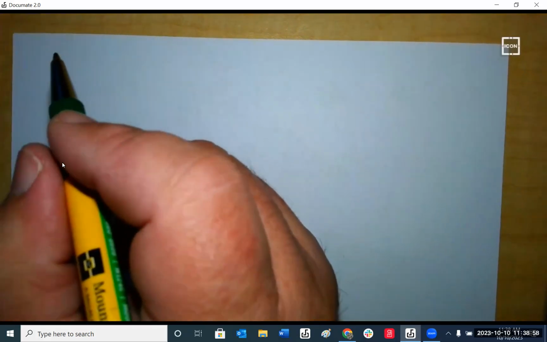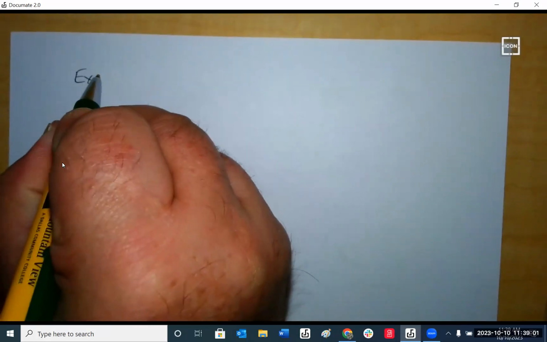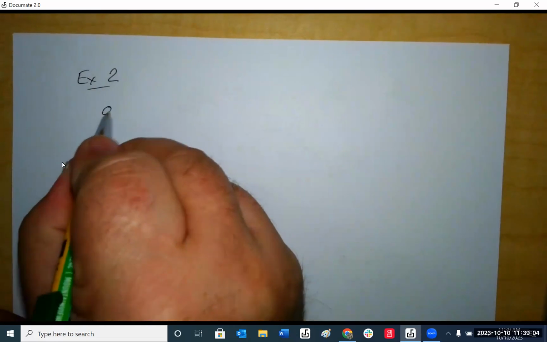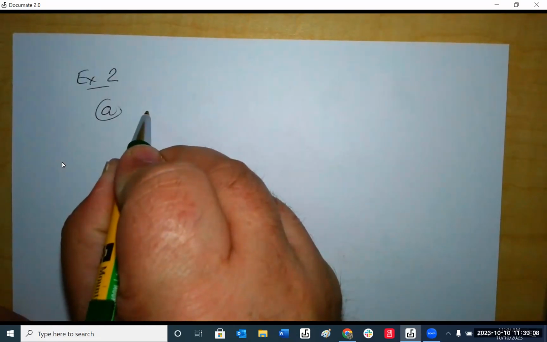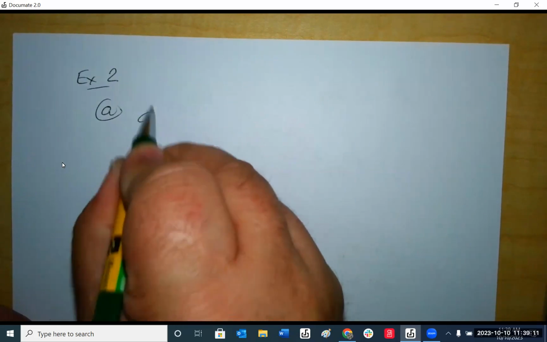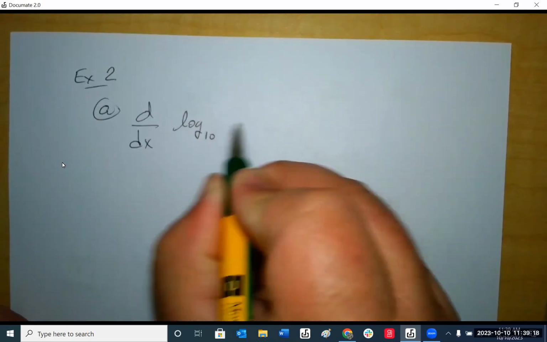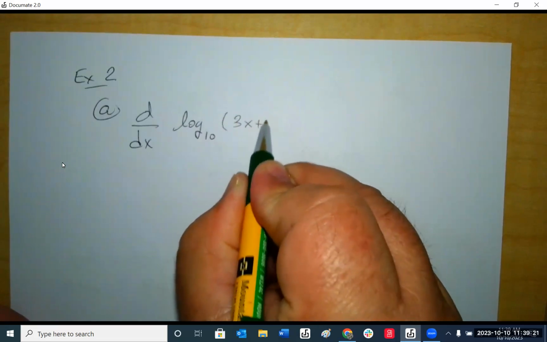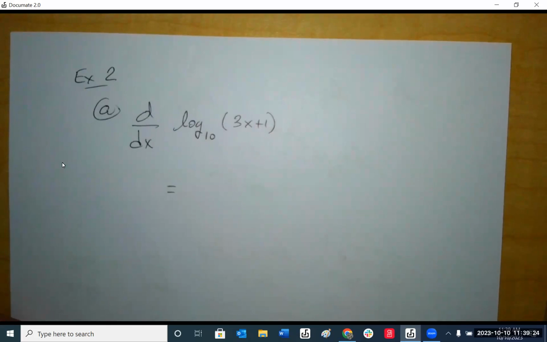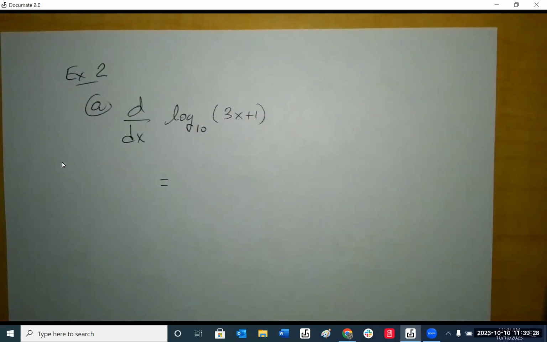All right, my first example question. Find the derivative of log base 10 of 3x plus 1. Go.